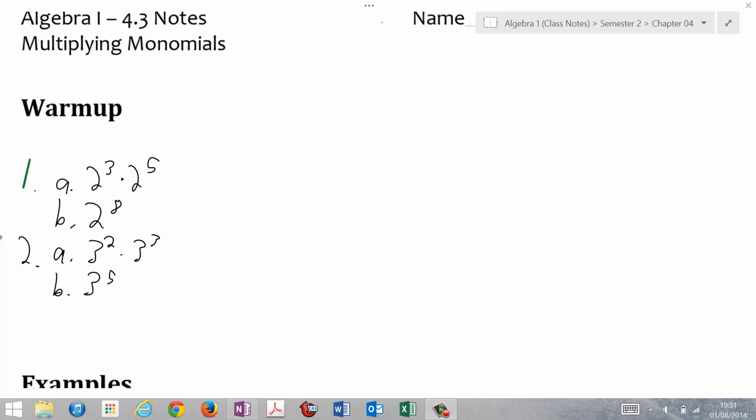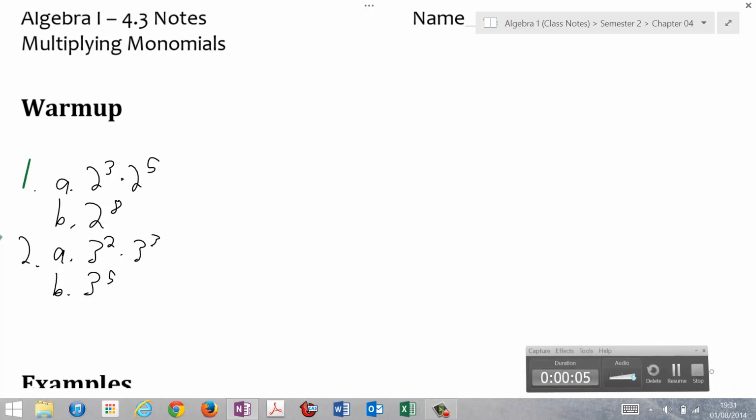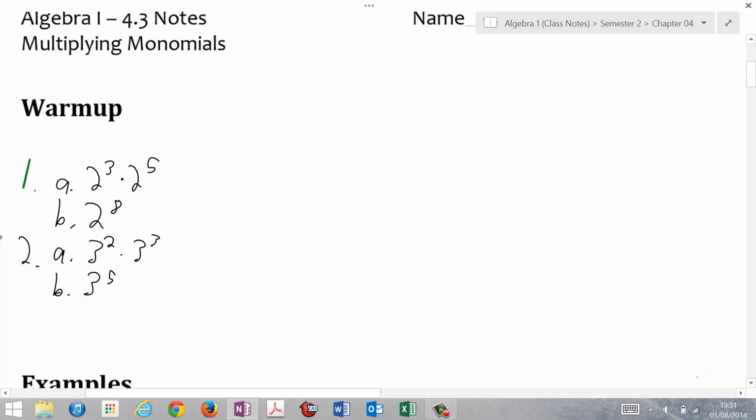To start, go ahead and copy down this warm-up here, these little 4 problems. I'll wait. Now that you've copied them, let's actually do these. What I want you guys to do is calculate what these are without a calculator.